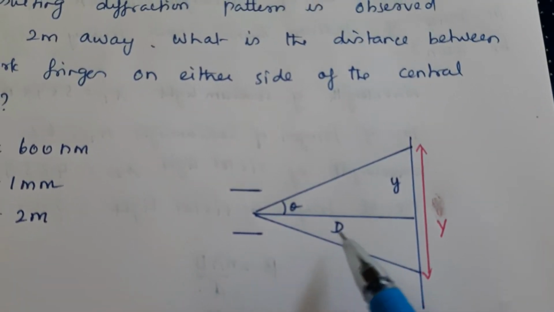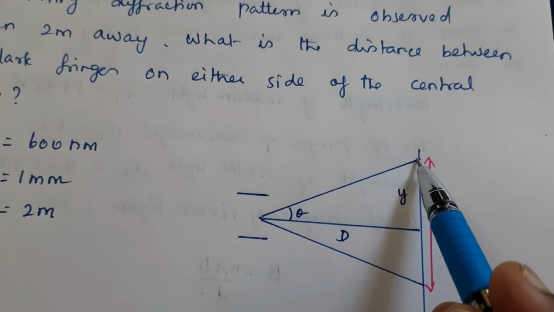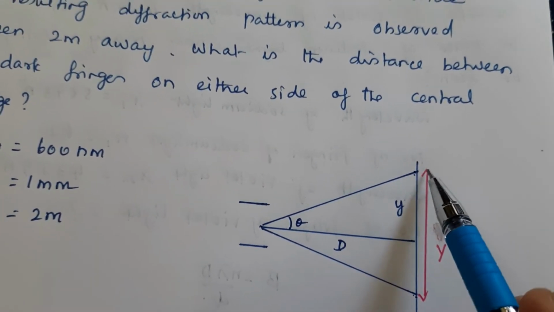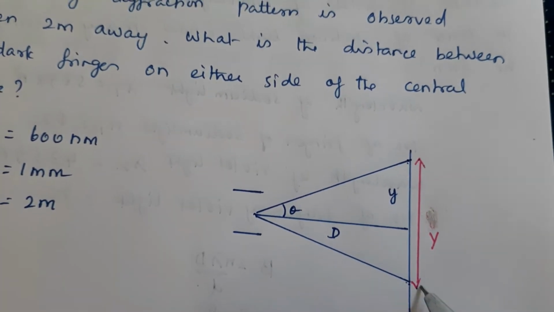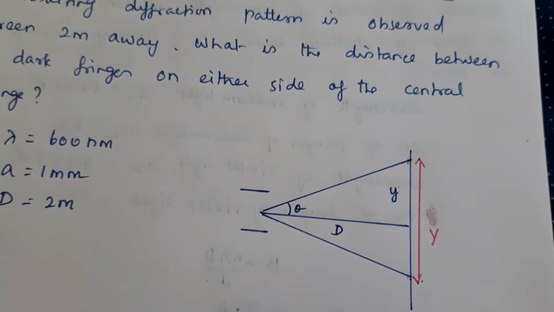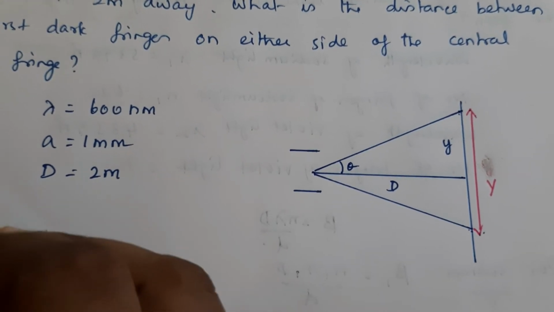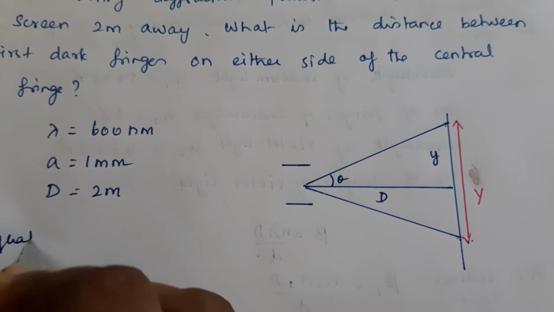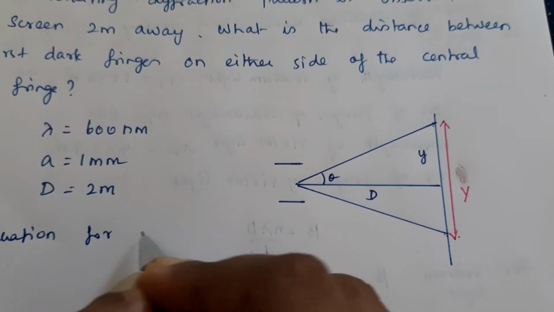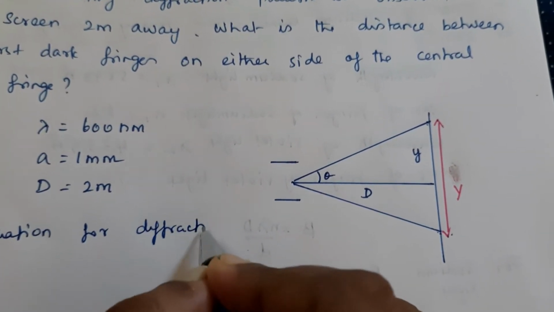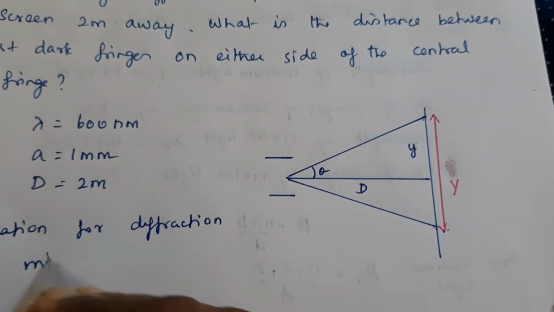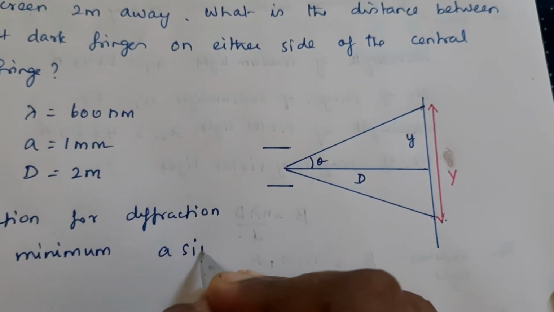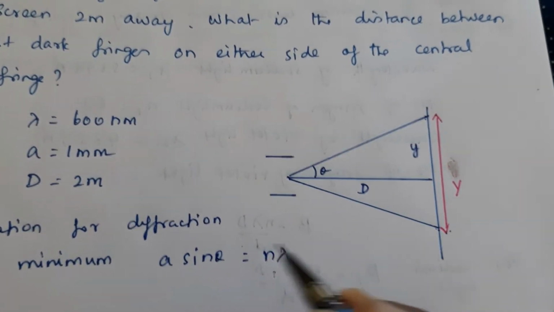Now this is your central maximum. Now this is the first dark fringe on both the sides. This and this are. Now we have to find out this distance, that is capital Y. Now we have to use the equation for diffraction minimum. So the equation for diffraction minimum, that is a sin theta is equal to n lambda.